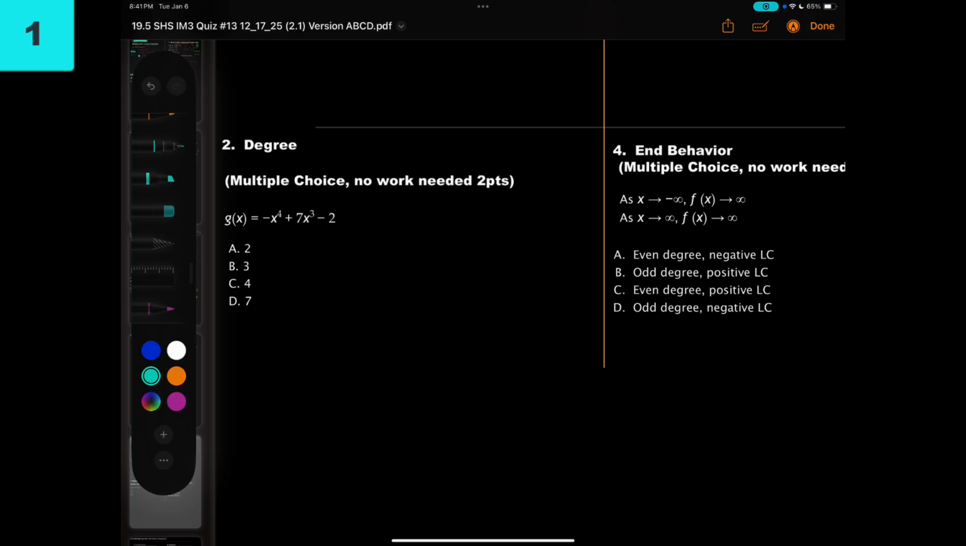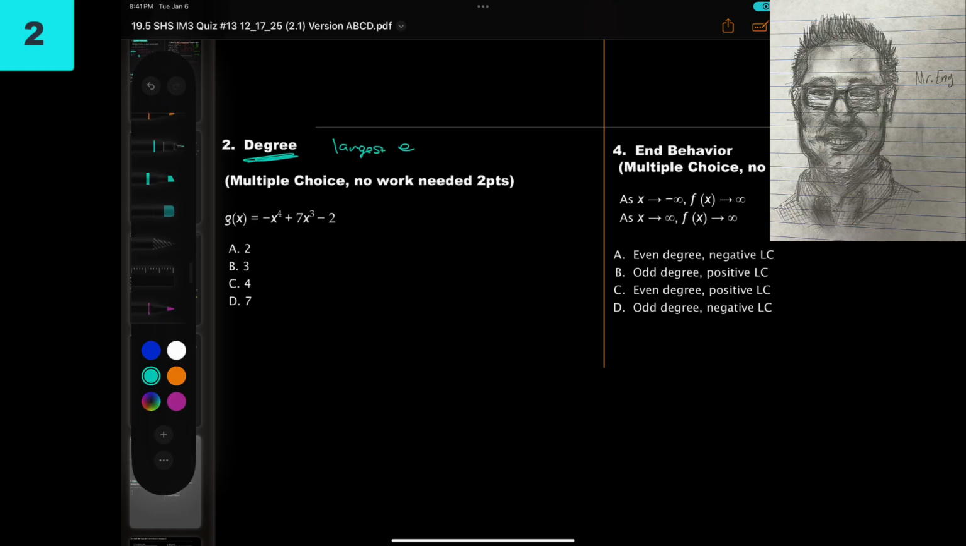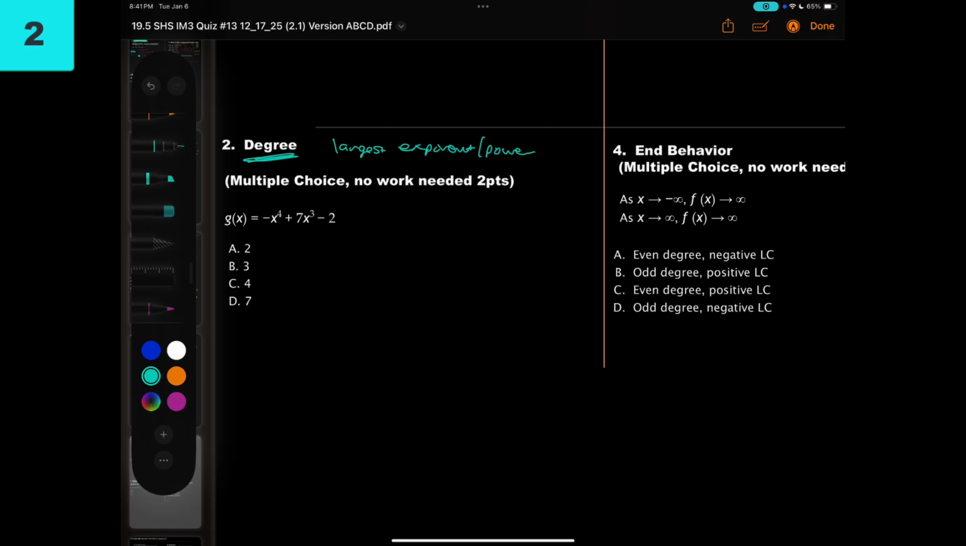Okay, this one is asking you for the degree of the polynomial. This is just the largest exponent or power. So your choices are 4, 3, and 0. So 4 is my correct one, so this is a 4th degree polynomial.